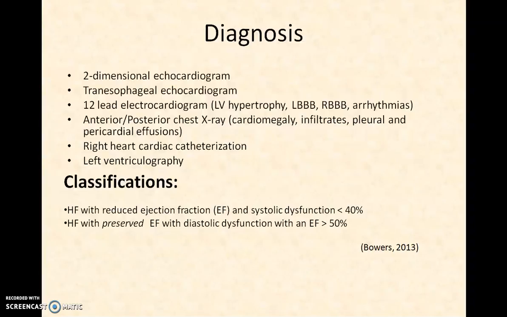One classification of heart failure is when there's an EF of less than 40%, and that's systolic dysfunction. The other type of heart failure is with a preserved EF, but there is a diastolic dysfunction with an EF still greater than 50%. Sometimes people think just because an EF is 65%, that means the heart is good.